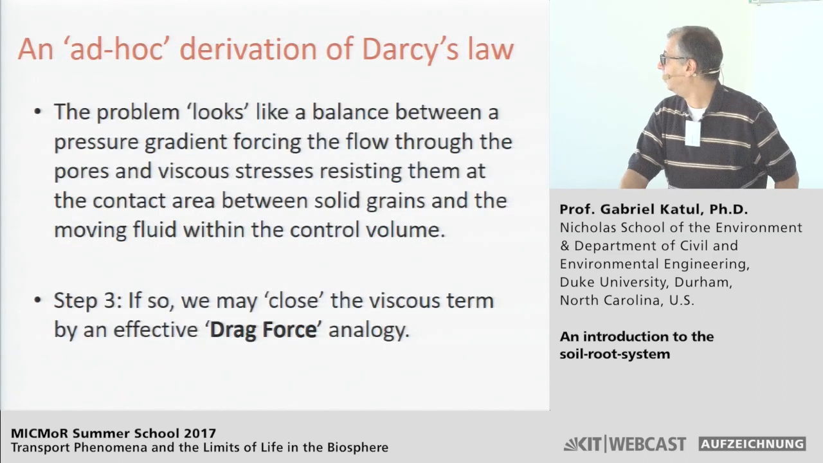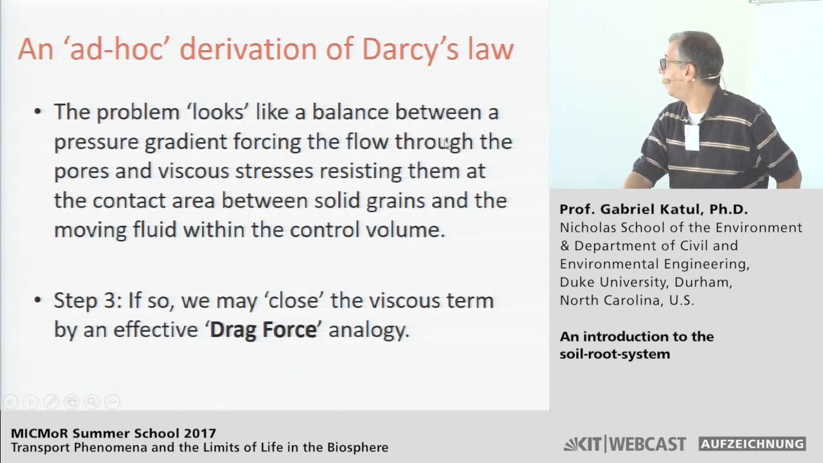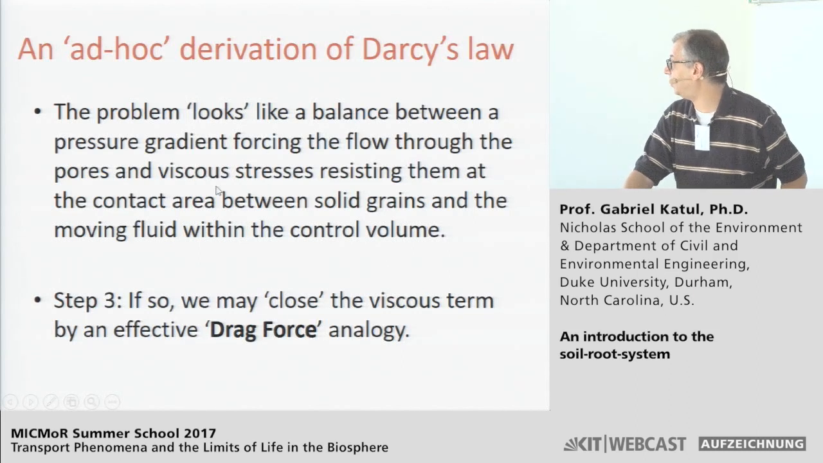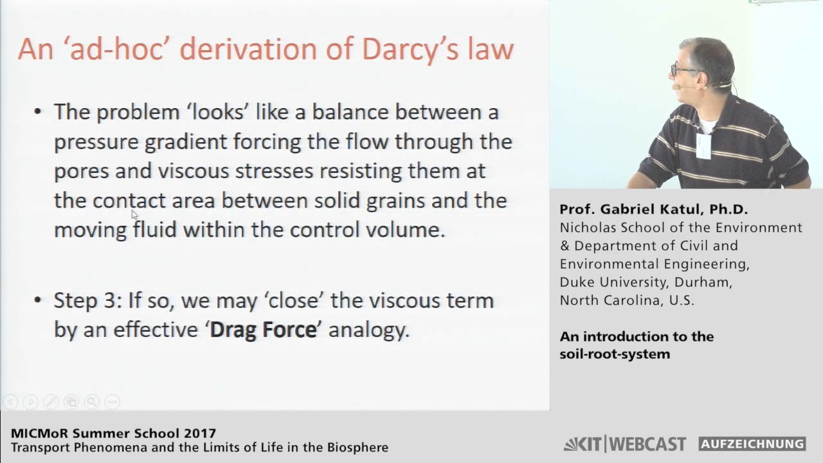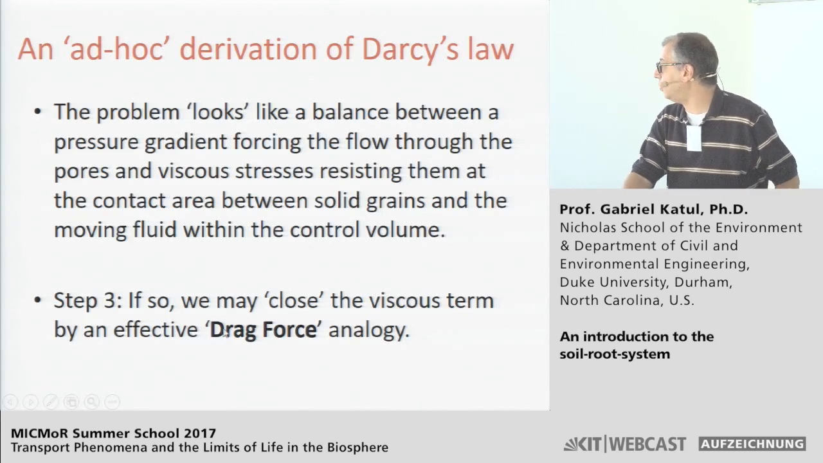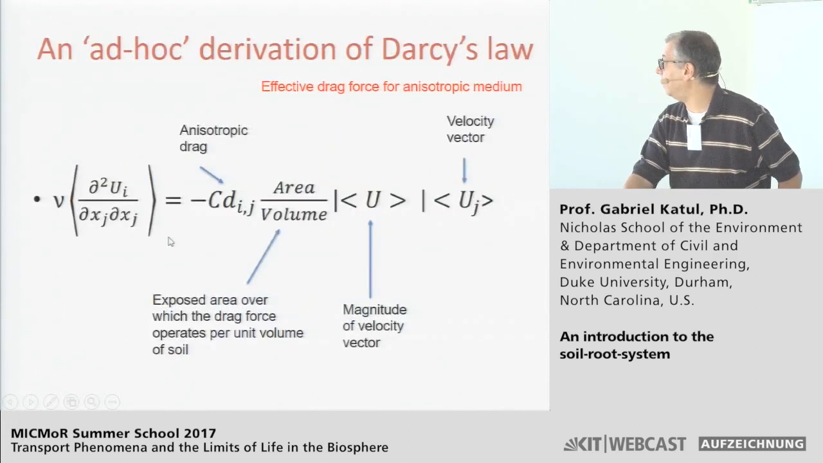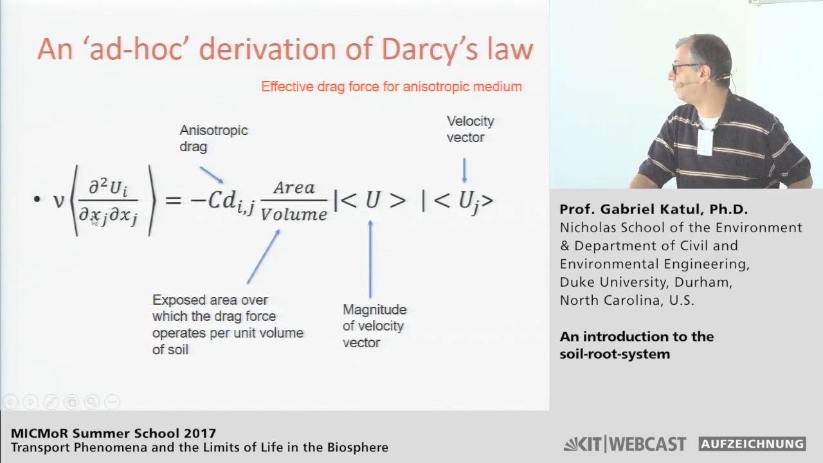Same argument. This is just for your notes: the problem looks like a balance between a pressure gradient force flowing through the pores, which is resisted by the viscous stresses. But those viscous stresses are only acting on the contact area between the solid grains and the moving fluid in this control volume. So now we're going to choose an effective drag force analogy to eliminate the complexity of the viscous stresses and lump them all into this drag force. We envision that the viscous stresses, very much like John has done, but for the other term, are some anisotropic drag multiplied by the area divided by the volume, where the area is what is exposed to the drag force within a volume of soil. So that is why this term is here.